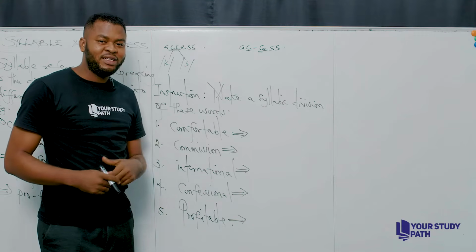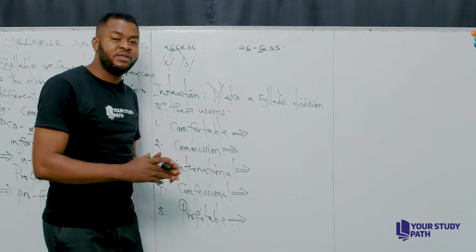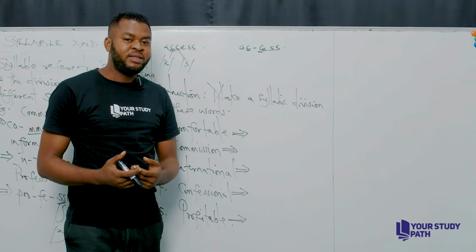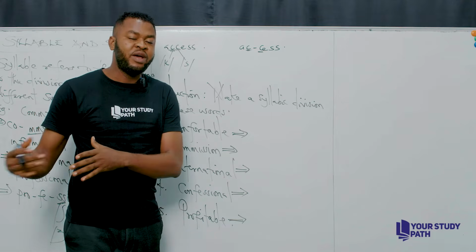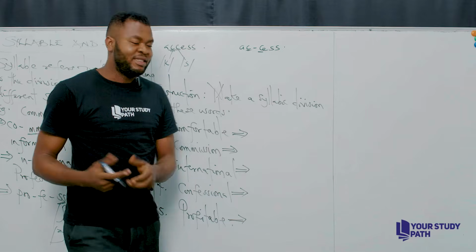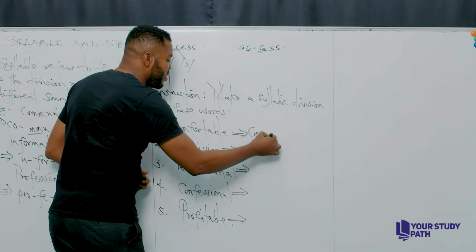Let's see. How do you usually pronounce this word? Now, this word is pronounced as "comfortable." Don't say "comfort-able." Rather, you should say "comfortable." That means in syllabic division, what you have is C-O-M-F.